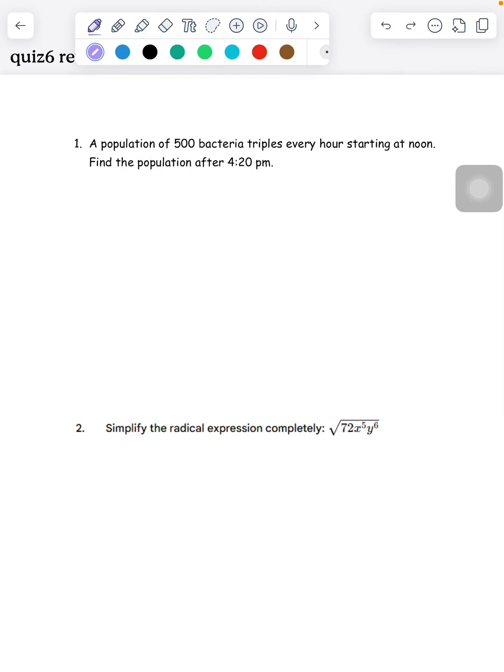All right, let's get started with the quiz review. The type of questions that are on here and on your homework will be on your quiz next week, or this week, the following week. And so let's get started.